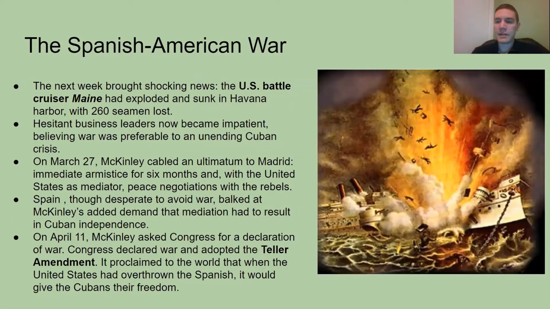But the event that is the spark is literally a spark: the USS Maine exploding in Havana Harbor. There's this idea that a Spanish mine did it. However, later on it's determined that it was actually a boiler inside the ship. Still, McKinley asked for a declaration of war after yellow journalism and the public blamed Spain.